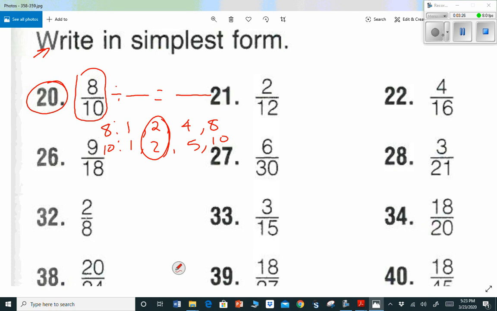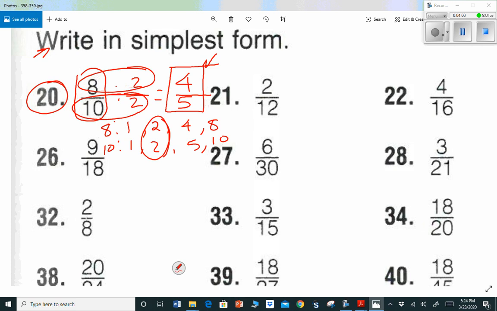So we're going to divide by 2/2. 8 divided by 2 is 4, and 10 divided by 2 is 5. So our simplified answer is 4/5. One way you can tell that you for sure got it in simplest form, this doesn't happen every time, but if it does happen, then you know you're done. 4 and 5 are consecutive numbers. They come right after each other when you count, and so it cannot be simplified any more than that.